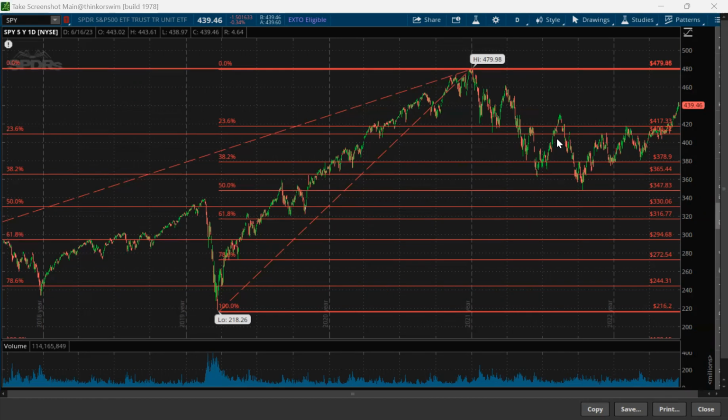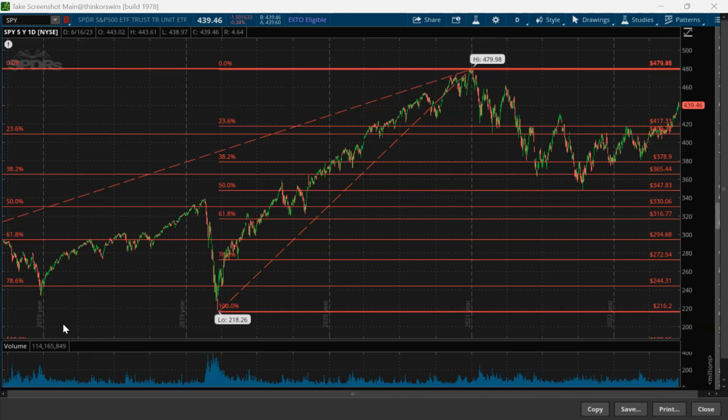So for the ones that don't know trading charts, I'll explain the complexity here. Down at the very bottom is the volume. This is the number of shares being traded for any particular time period. And up at the top is the price over time. And this is a day chart, so each candle here is a day.